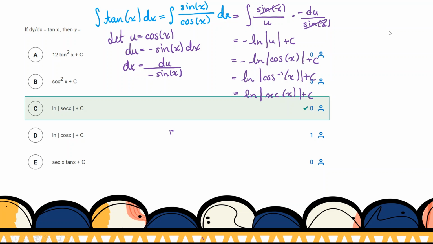So for this problem, I highly recommend you just get familiar with the integral of tangent x, because this is something that now we've done 4 different times. You'll probably see a question like this on the AP exam, and it's not really difficult. It just requires you to remember your algebra.